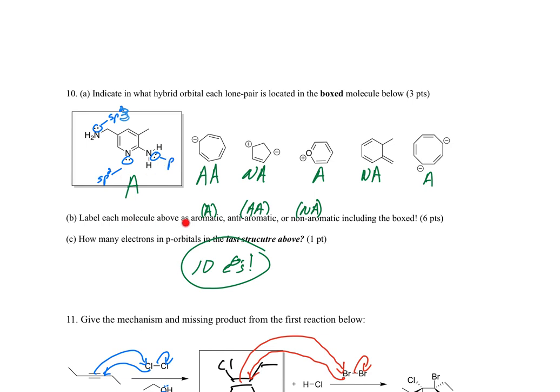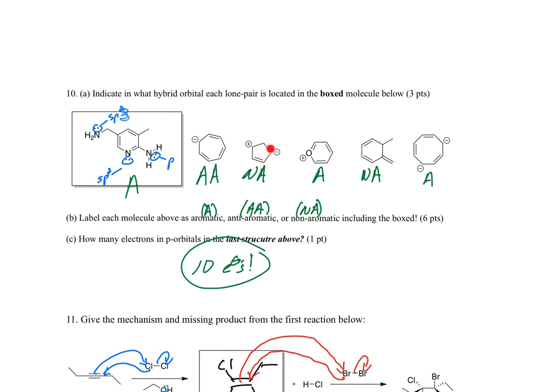And then we want to label each molecule as aromatic A, anti-aromatic AA, non-aromatic NA. So this first one's aromatic. It's a ring, uninterrupted system. 1, 2, 3 pairs of electrons, so it's aromatic. This one is 1, 2, 3, 4. It's all in a ring. They're all sp2 hybridized. It's all planar. It's all p orbitals, but it's an even number, so that's anti-aromatic.